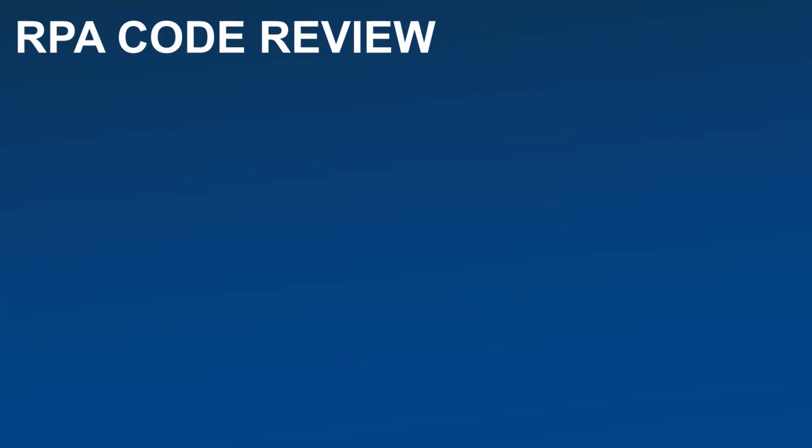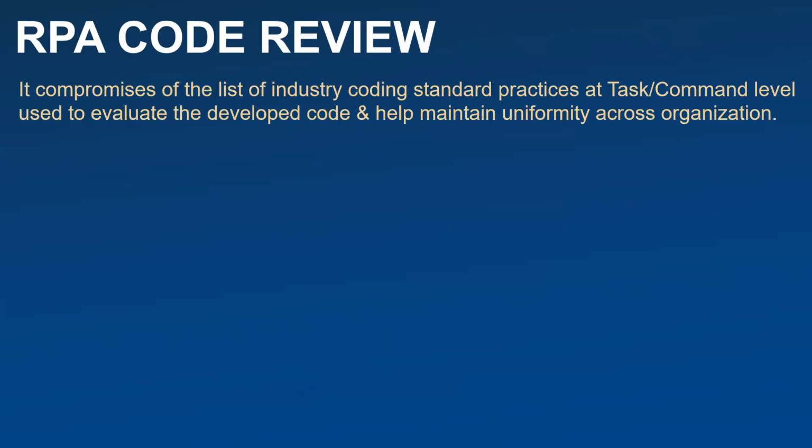We discussed code review and we did discuss coding best practices. So what is code review and who does it? We talked about it in our previous videos. When a developer develops code, there are 2 levels of code review which are suggested. But before going on to that, let us understand what code review is. Code review is a list of all the industry coding best practices at the command level or the task level, accumulated to evaluate whether the code developed by the developer is following those best practices or not, and the suggestions around it.